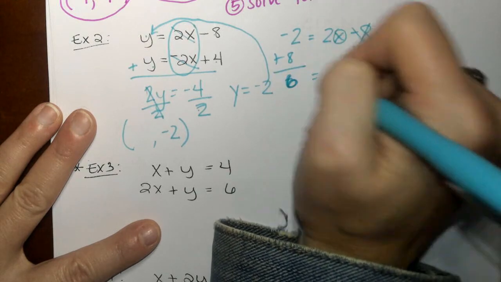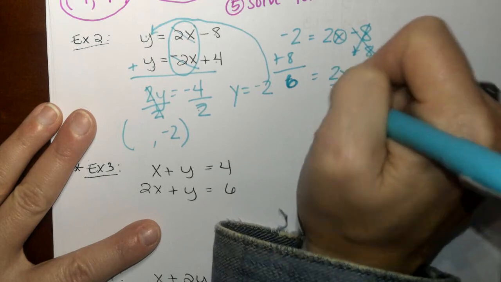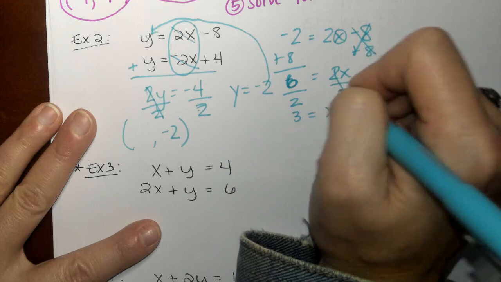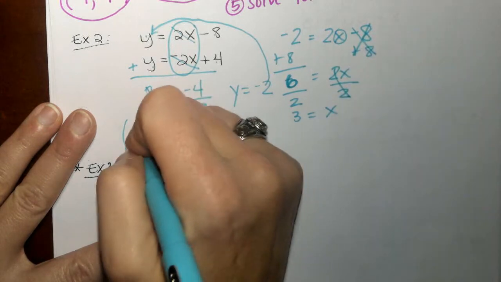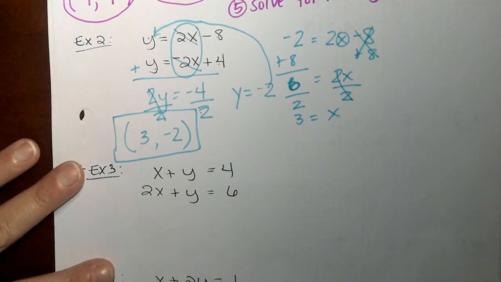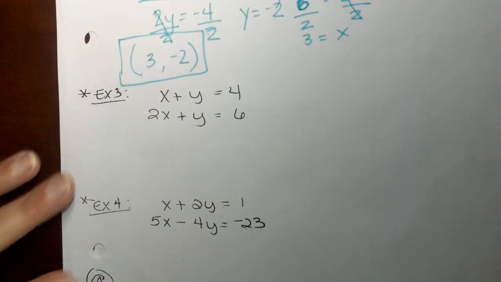So that's 6 equals 2x divided by 2, and you get x equals 3. So 3 is our other part of our coordinate pair. Alright, so I do want to show you one, there's a special case.